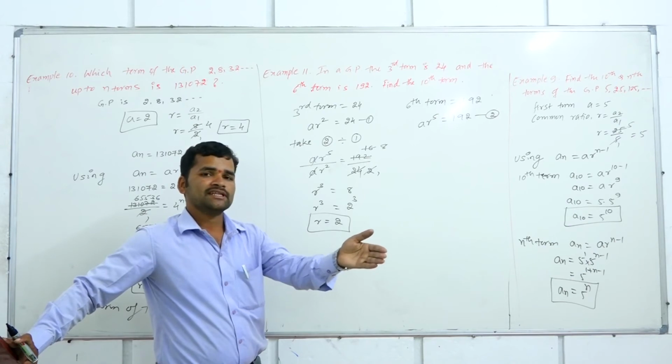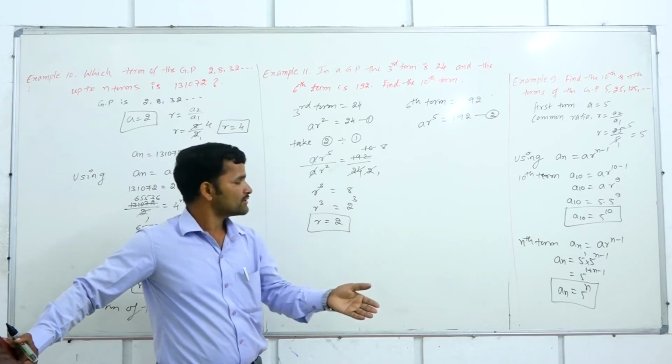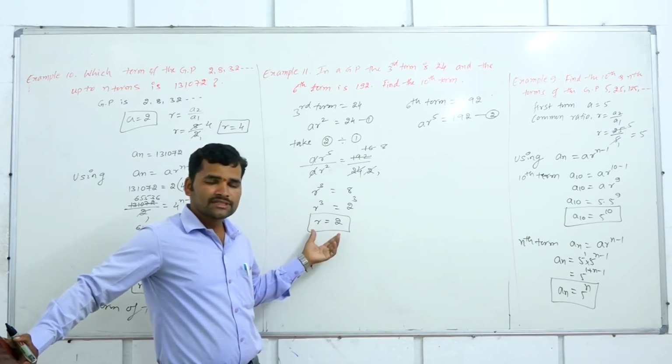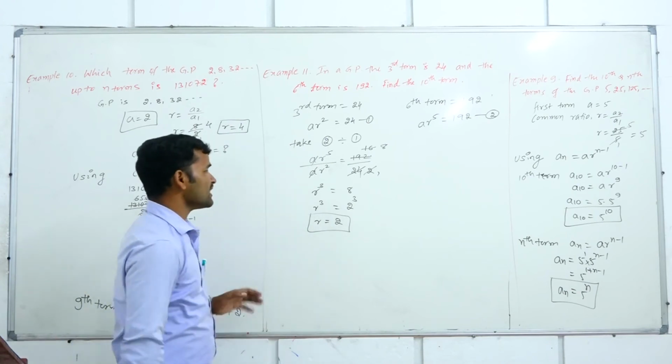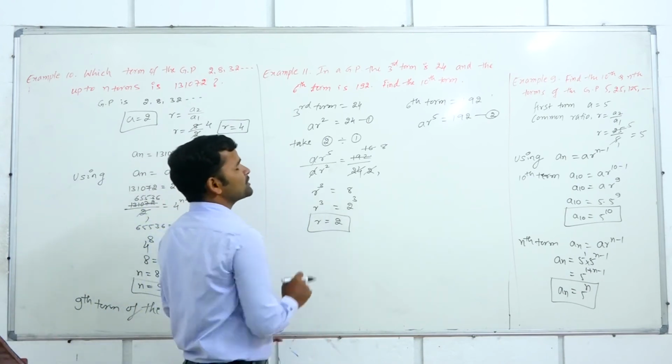That one we will study in the chapter complex numbers. So that will be imaginary roots. That one we will not consider. Only real root we will consider. Real root is 2 here. Fine, R we got. And what about the A?